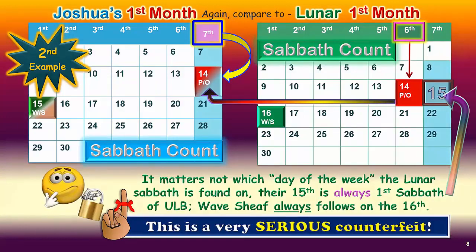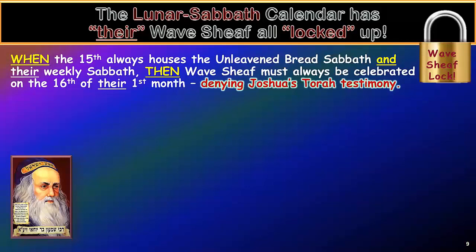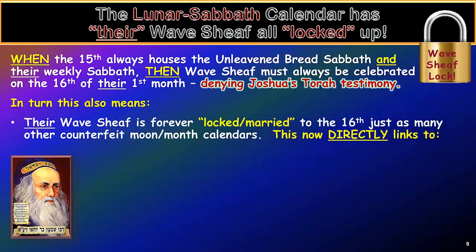The lunar Sabbath calendar has their wave sheaf all locked up. When the 15th always houses the unleavened bread Sabbath and their weekly Sabbath, then Wave Sheaf must always be celebrated on the 16th of their first month. And what happens? It denies Joshua's Torah testimony. It's in stark opposition to the scriptures. A locked calendar. And in turn, this also means their wave sheaf is forever locked and married to the 16th, just as many counterfeit moon month calendars.